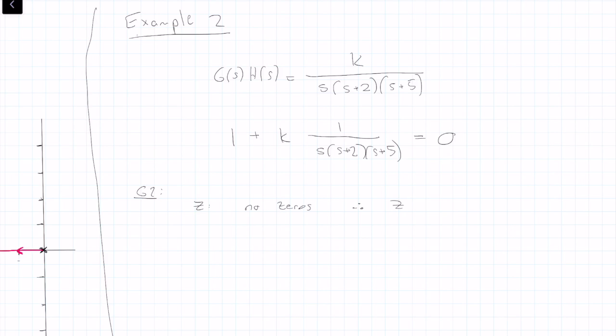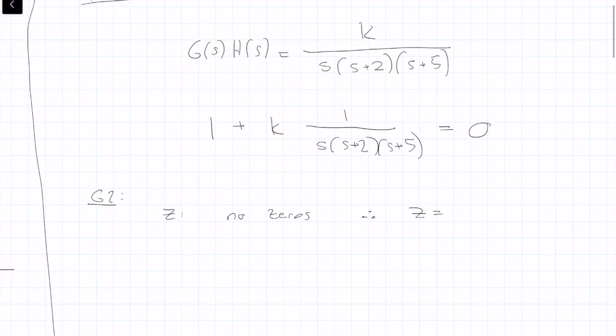Therefore, z, the number of zeros, is equal to 0. And if we look at our poles, we have poles at s equals 0, minus 2, and minus 5. We have 3 of these, so p, the number of poles, is equal to 3. So p minus z is equal to 3.